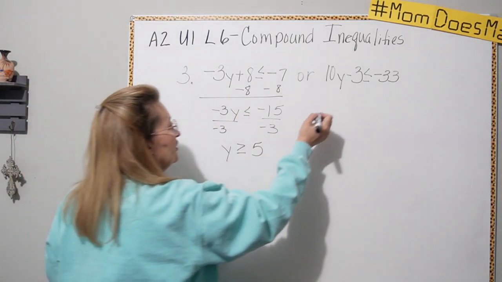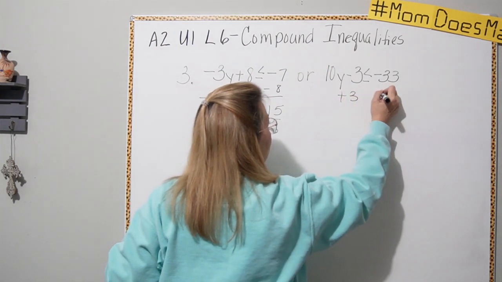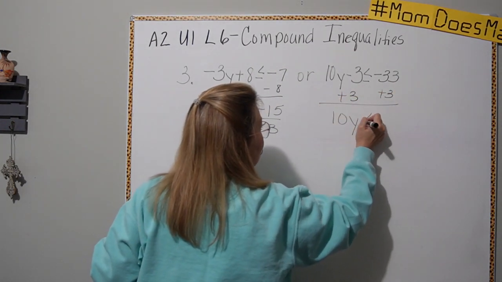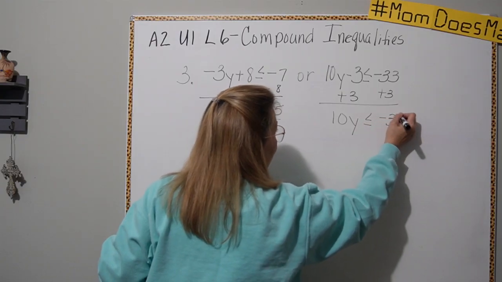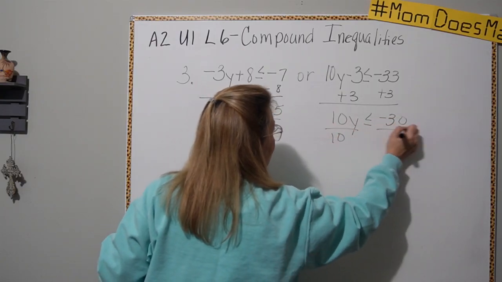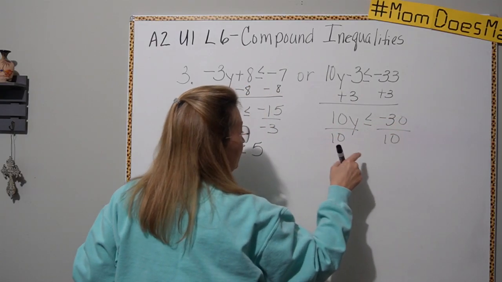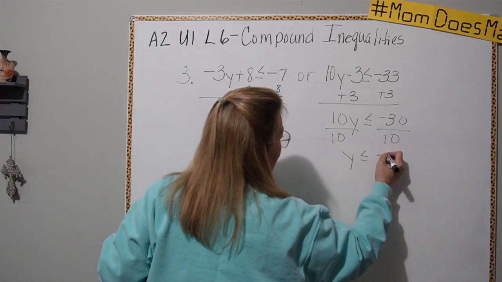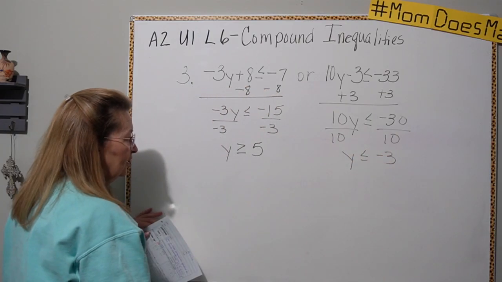All right, let's come over here. Now we're going to add 3 to each side. So now I have 10y is less than or equal to -30. Divide both sides by 10. Now you're not flipping here because you're dividing by a positive number. So, that'll give you -3, okay?